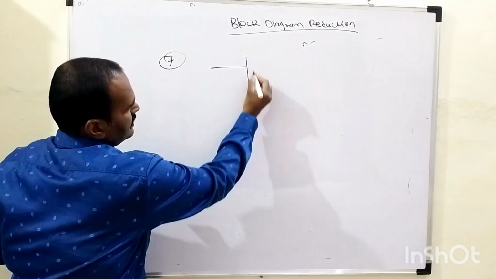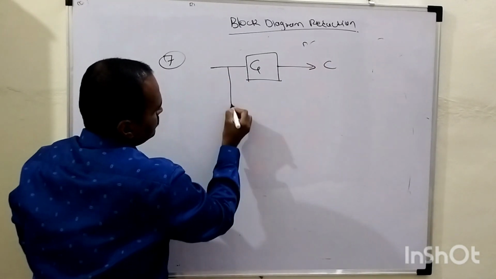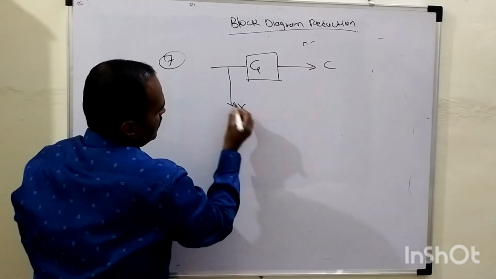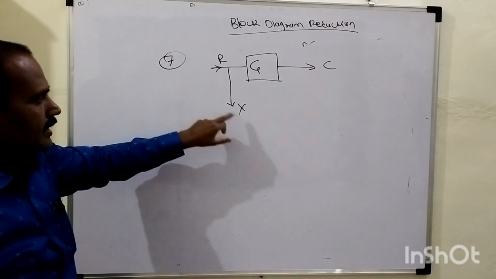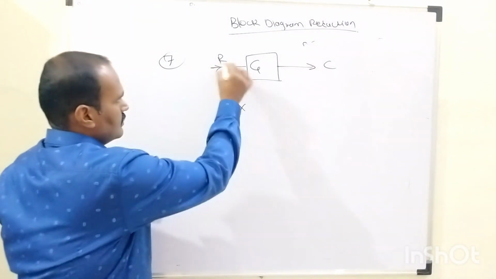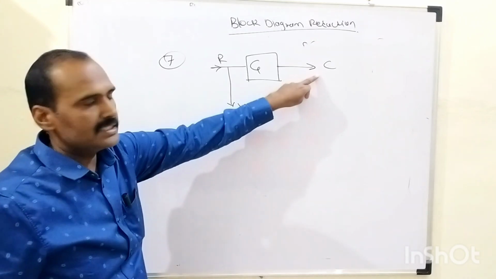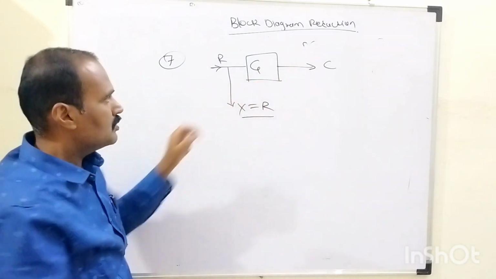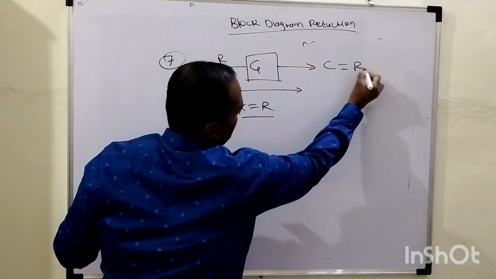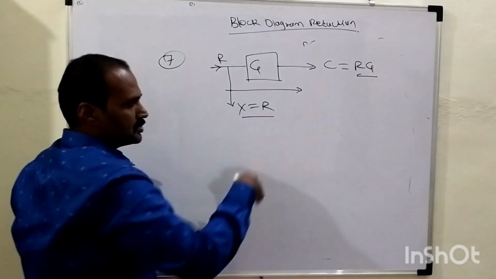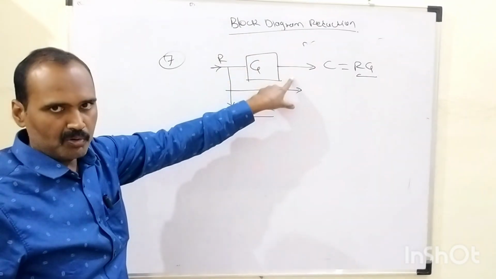For that, consider this scenario in which this is the gain of this forward path. This is C, and this X is the magnitude of this takeoff point, right? Here X equals R itself, and C is the output of this block. So how to get the output of this block? These two signals are multiplied with each other, so C equals R into G. So these two statements we need to retain while shifting this takeoff point after this block, right?